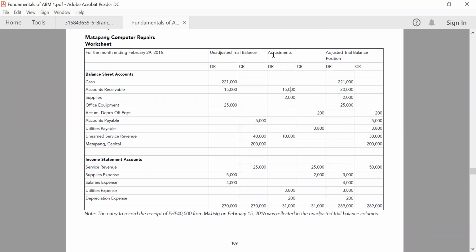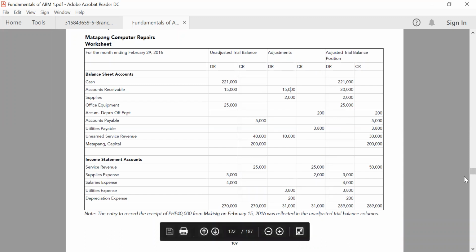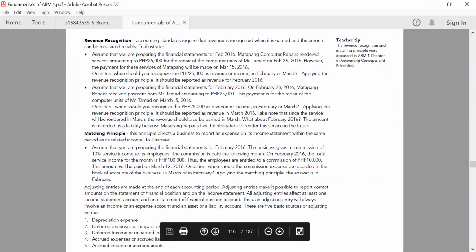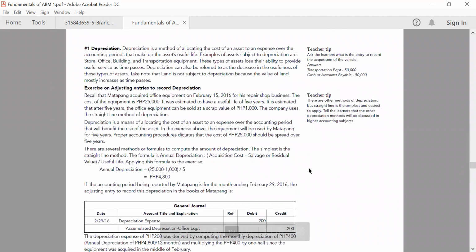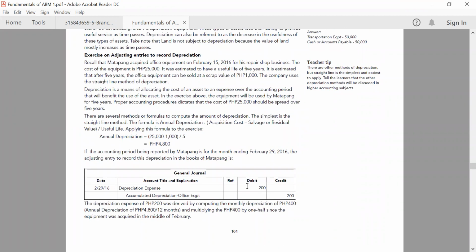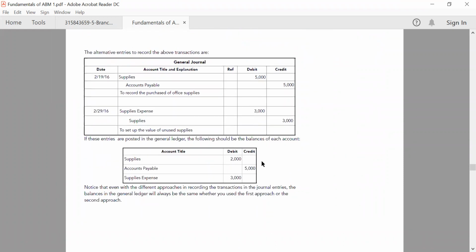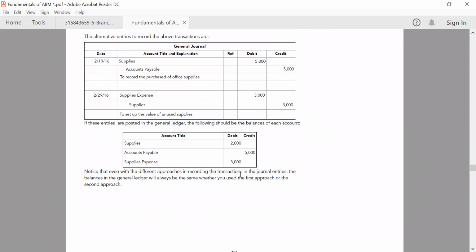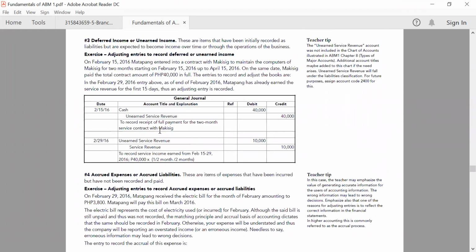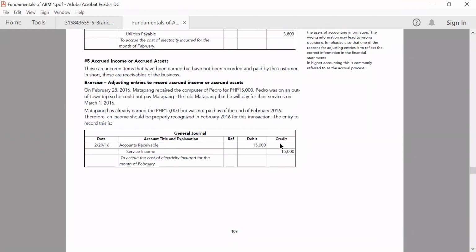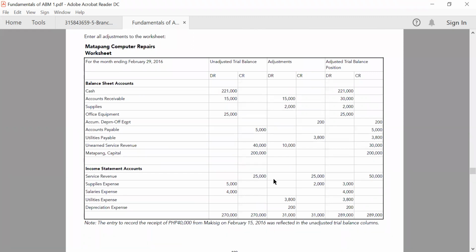Where did we get the values in the adjustments column? We got them from these transactions. Depreciation, we got that from there. This one, supplies of 2,000, we got that from the adjustments. Unearned service revenue, we got that from the adjustments. Accrued income, accrued liabilities, we got them from the adjustments.